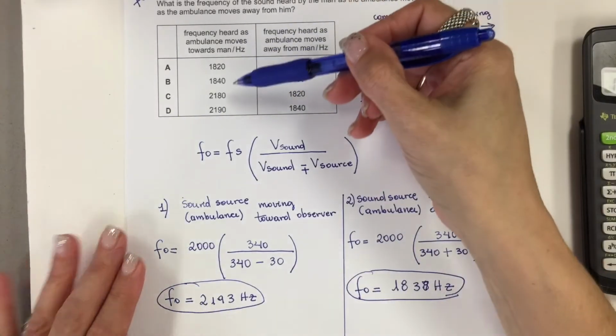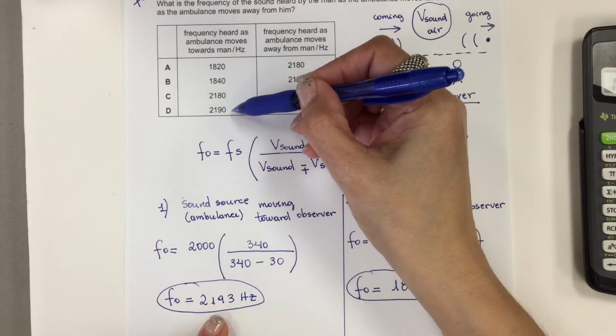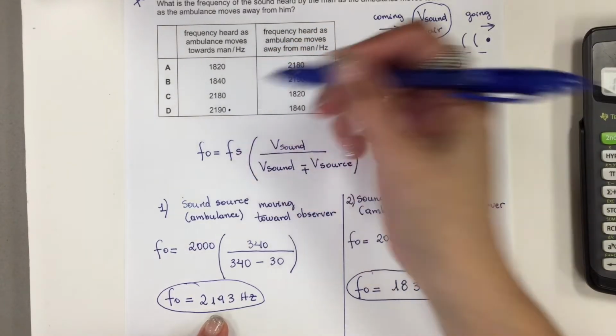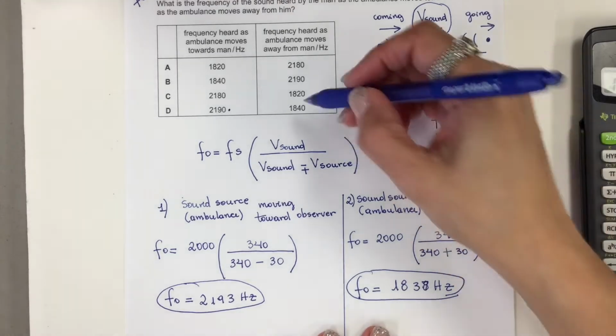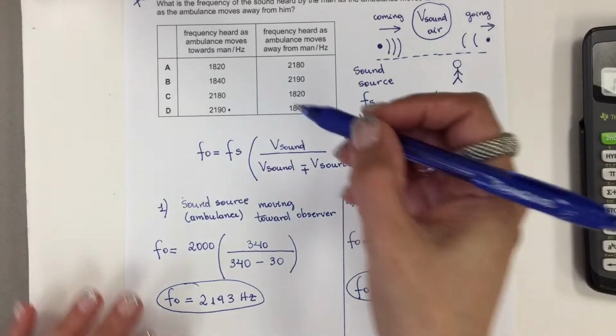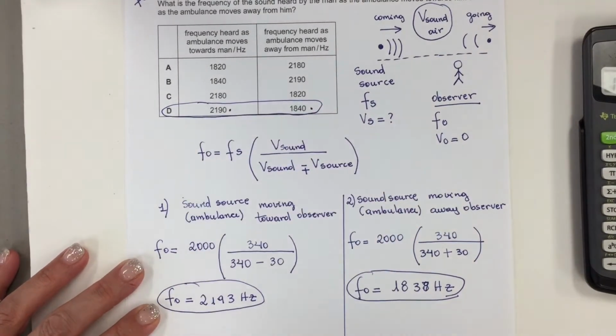So toward us, we have two candidates here. This is less, this is more. I will pick this one. Let's see on the other side. So when it's going away, it is more like this one. So the answer is option D.